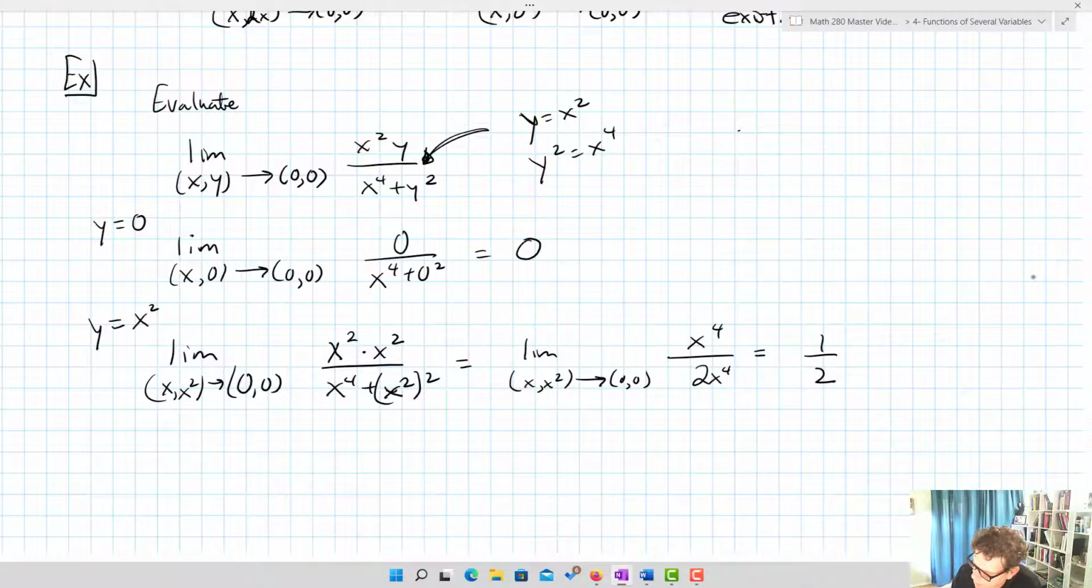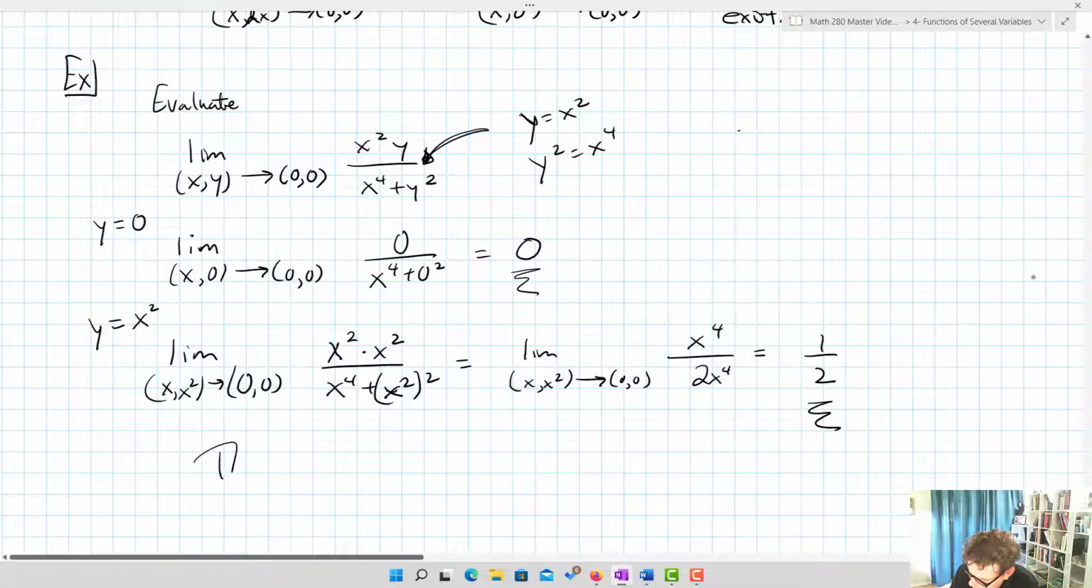So now, on the one hand, when we come along the path y equals 0, we get 0 as the value for our limit, and when we come along the path y equals x squared, we end up with 1/2. And so, inevitably, that tells me that the limit does not exist.